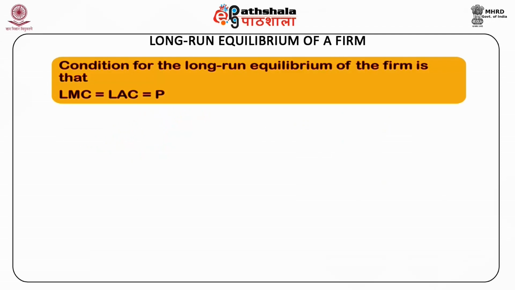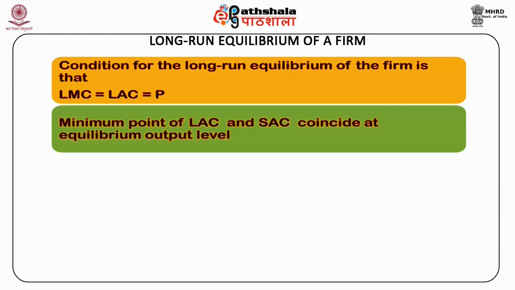Thus, the condition for the long run equilibrium of the firm is that the long run marginal cost should be equal to the price and also to the long run average cost. Thus, long run marginal cost equals long run average cost, which is equal to price. The short-run plants work at their optimal capacity at the minimum point of the long-run average cost, as we had seen in the earlier diagram.